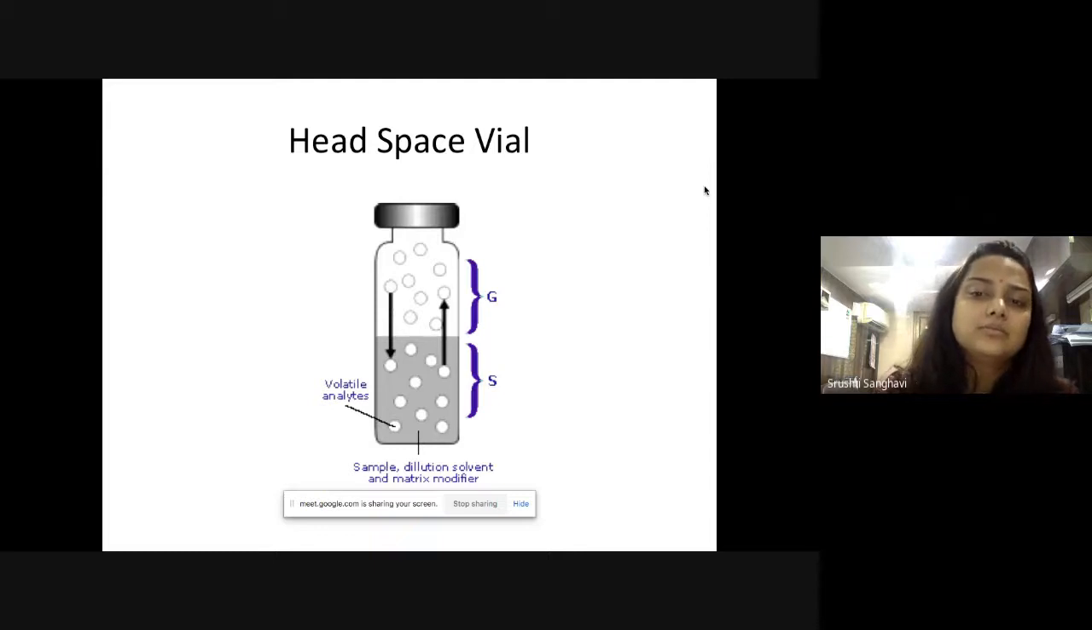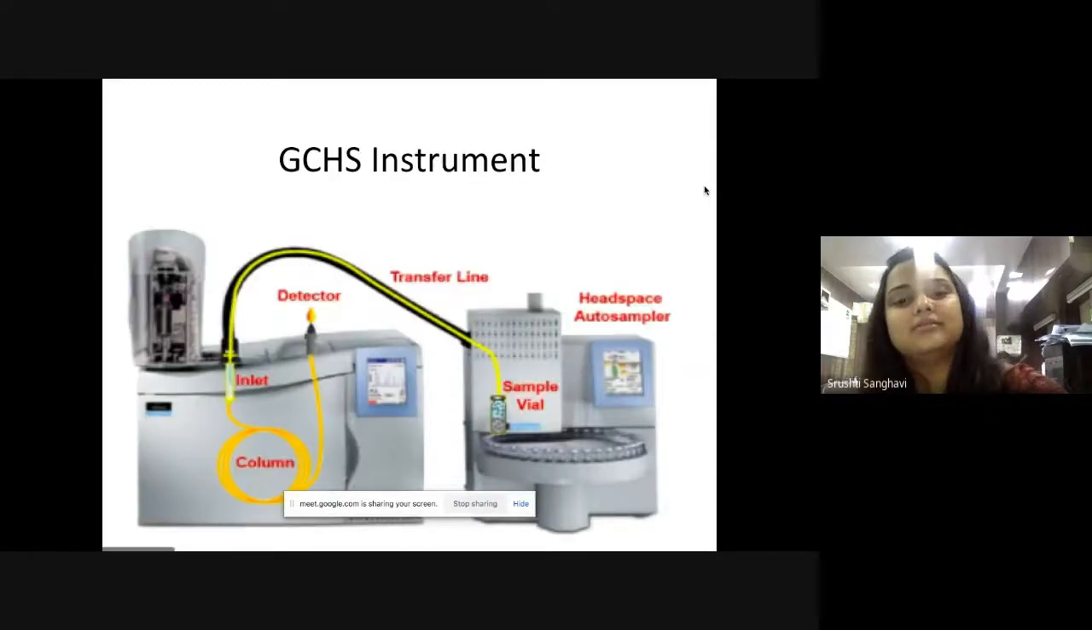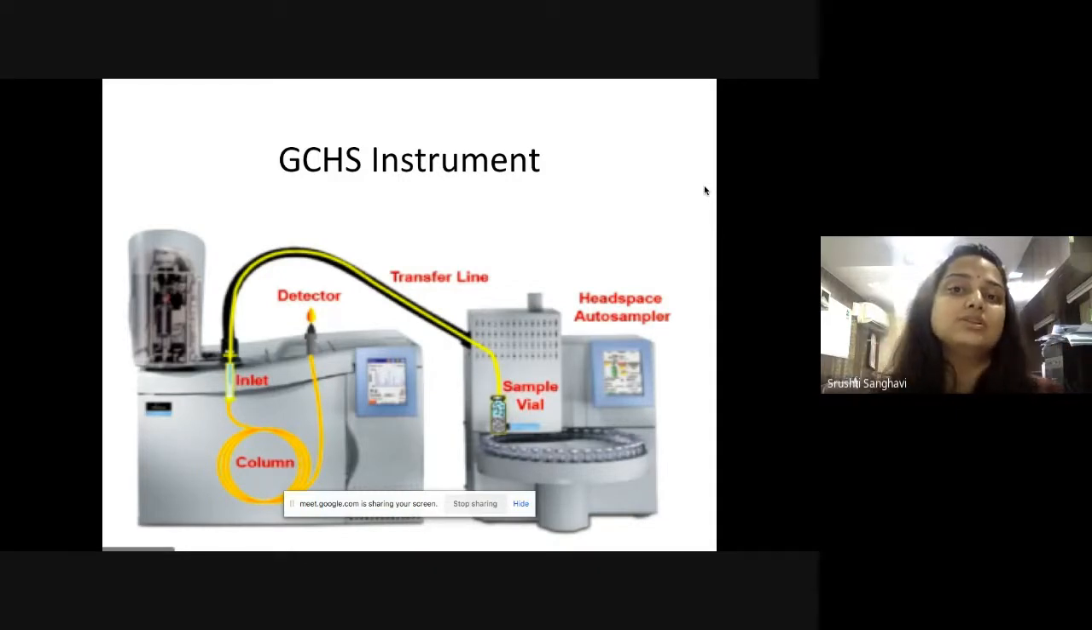Once you do that, all that ethanol and all other volatile components have gathered on top of the vial. The gel and other parts of the hand sanitizer are still going to be at the bottom of the vial. Then it is injected into the system, passes through the column, and the detector will tell how much methanol is there, how much ethanol is there, etc.